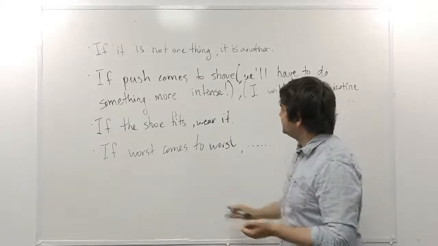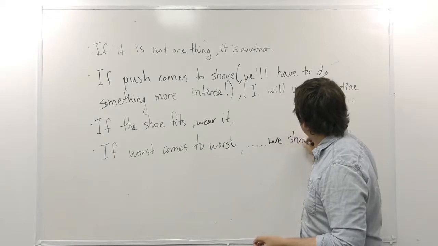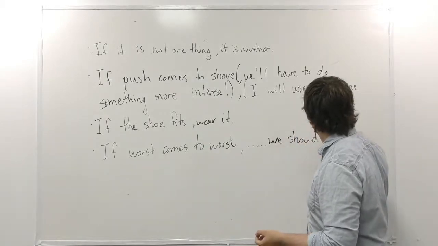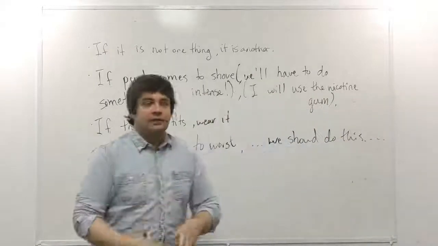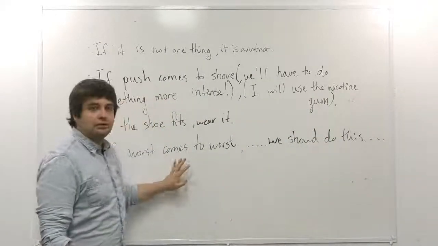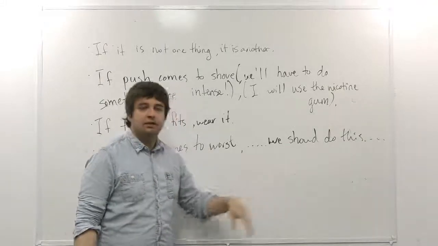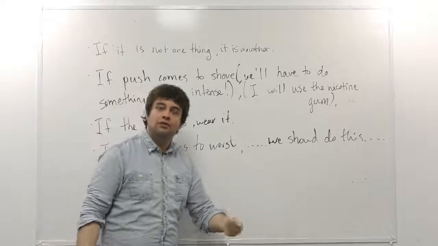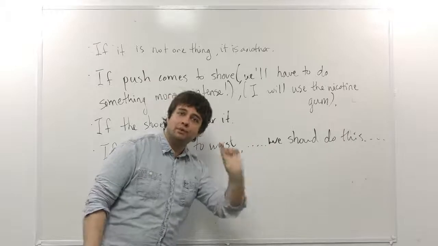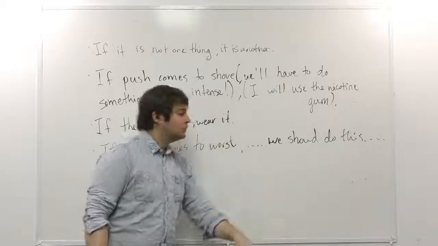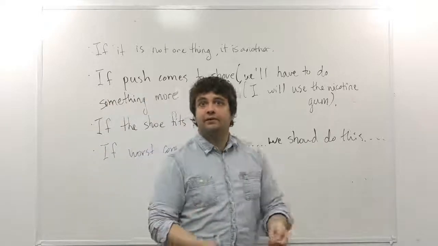Now, usually we'll say if worst comes to worst, we should do this, whatever this is, right? So again, when you're talking about this one, you're talking about something bad occurring. And then after that, you're probably talking about what we should do if this does occur. If worst comes to worst, if the worst possible situation occurs, we should do this thing so that we don't die, right? Or something like that, right?